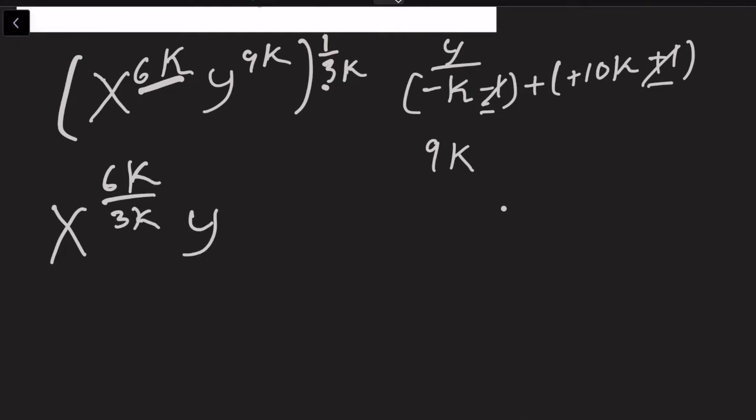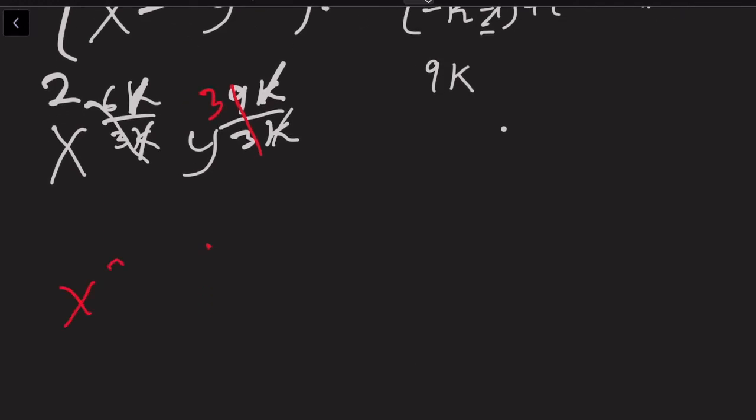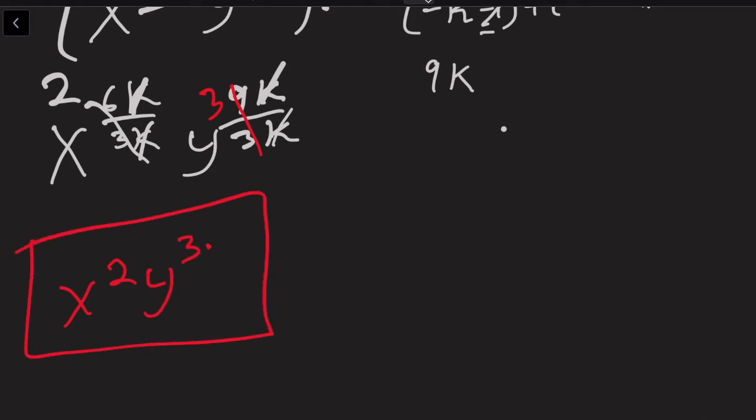Same thing with the y's. Y is raised to the 9k, so 9k times 1 over 3k is going to be 9k over 3k. So here we can see both of our k's are going to divide out. This is going to become a 2. This is going to become a 3. So then we're left with x squared times y to the third. And that's our final answer.